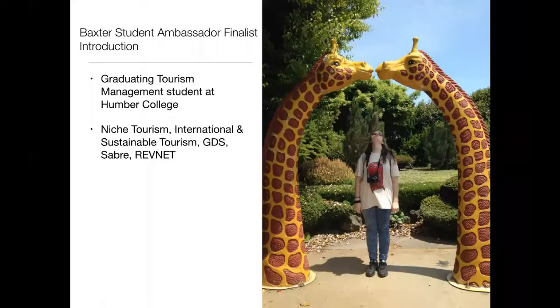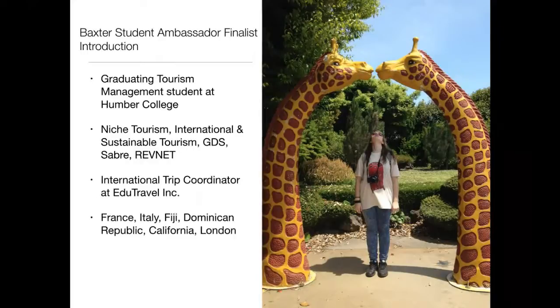But I think one of my favorite computer reservation systems has been RevNet, which I have the pleasure of learning from Liz Stevenson. I really appreciated the fact that not only is Transat user-friendly at the front end of the customers, but it's also user-friendly for the employees at the back end. I currently work part-time at a tour operator called EduTravel Inc. We offer Canadian students with the opportunity to enrich their learning experience by providing trips where they can gain a credit towards their high school education. As the international trip coordinator, I deal with destinations such as France, Italy, Fiji, Dominican Republic, California, and anywhere else the students want to go. I've also worked on London itineraries.